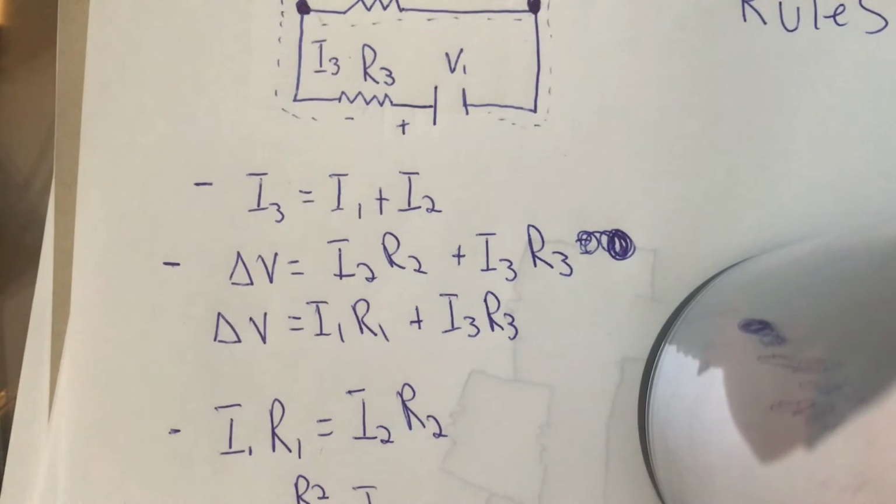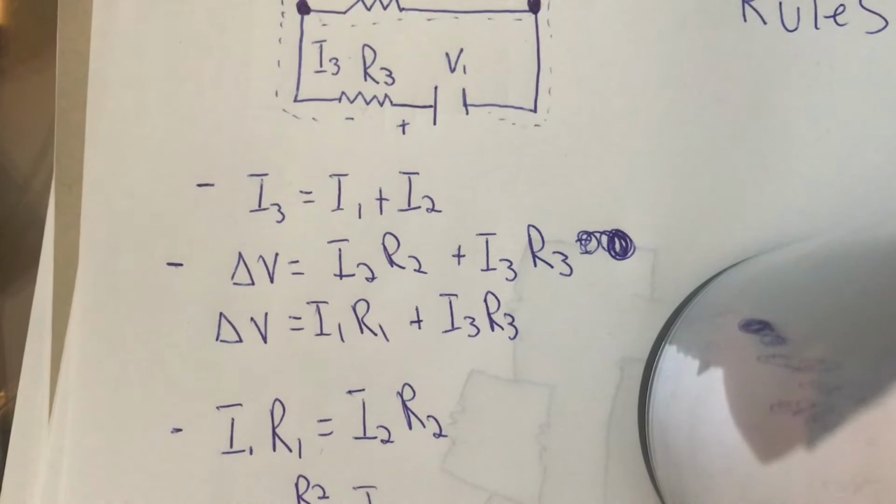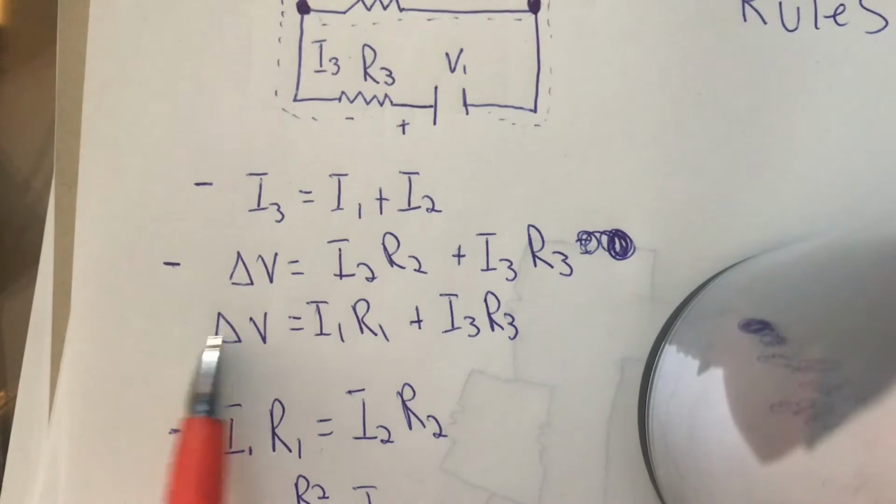Now again, what we're trying to do is solve for all the currents, right? So we have three unknowns. We don't know I3, we don't know I1, we don't know I2. So in algebra, when we have three unknowns, we need three equations to solve that, which is what we have. You may notice we have 1, 2, 3. We have three equations, three unknowns. We have a fourth equation, but we don't need it.